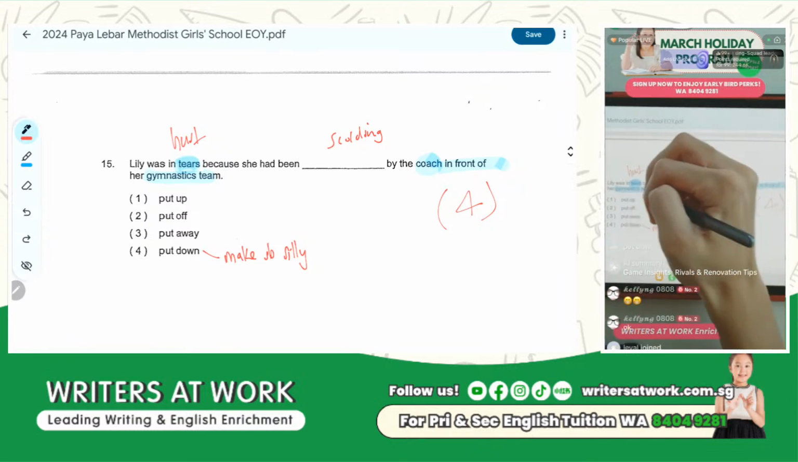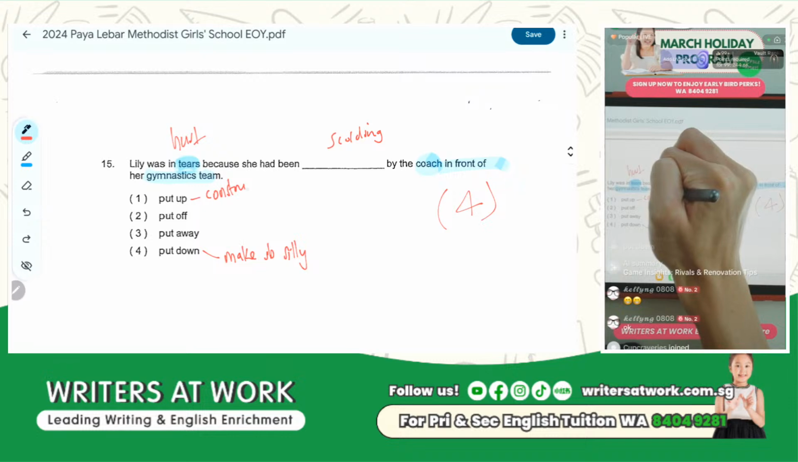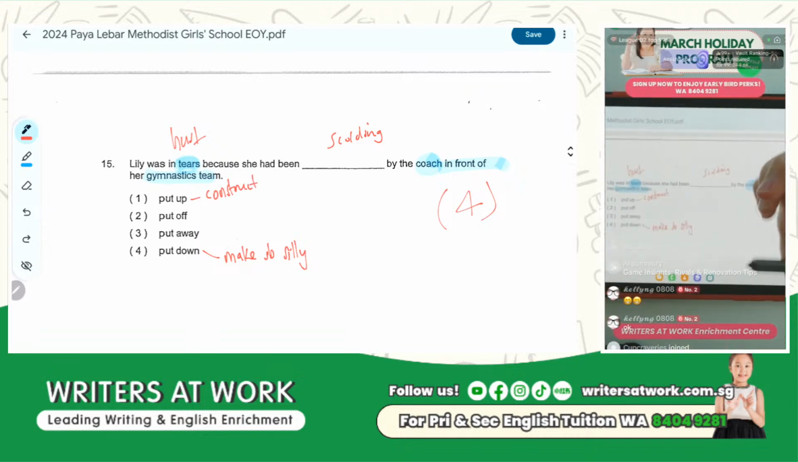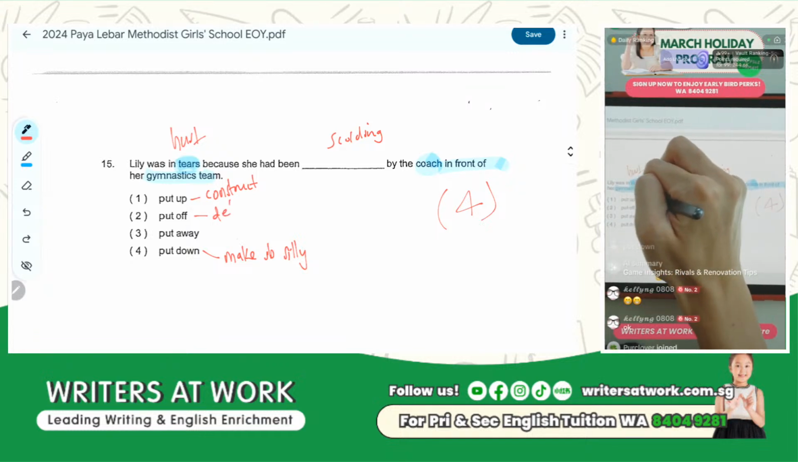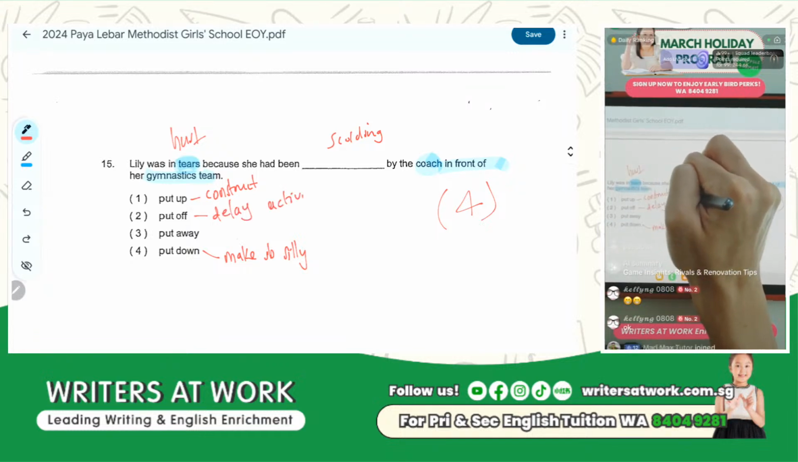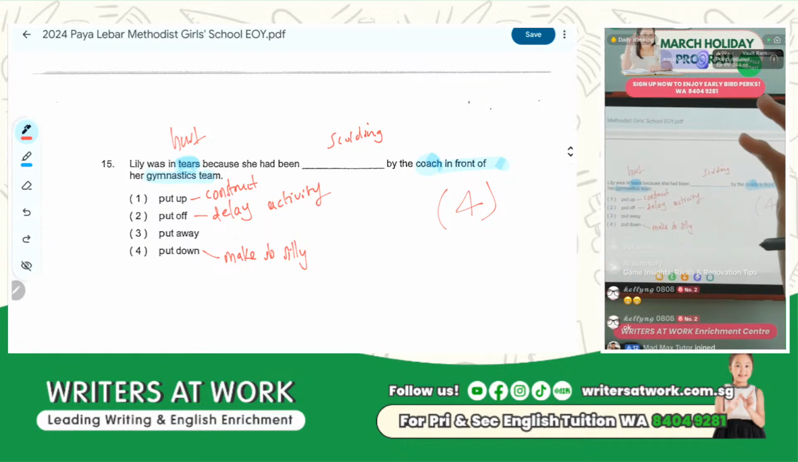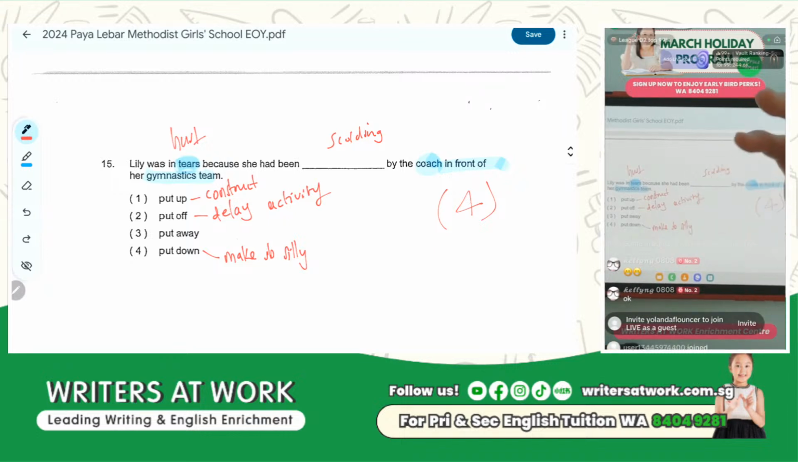Now first one is put up. When you put up something, it means that you're trying to construct something. Put up the sign, for example. Next is put off, which means that you delay the activity. So for example, you can say that the meeting was put off because the boss is unwell today. Means you push back the meeting to another day.